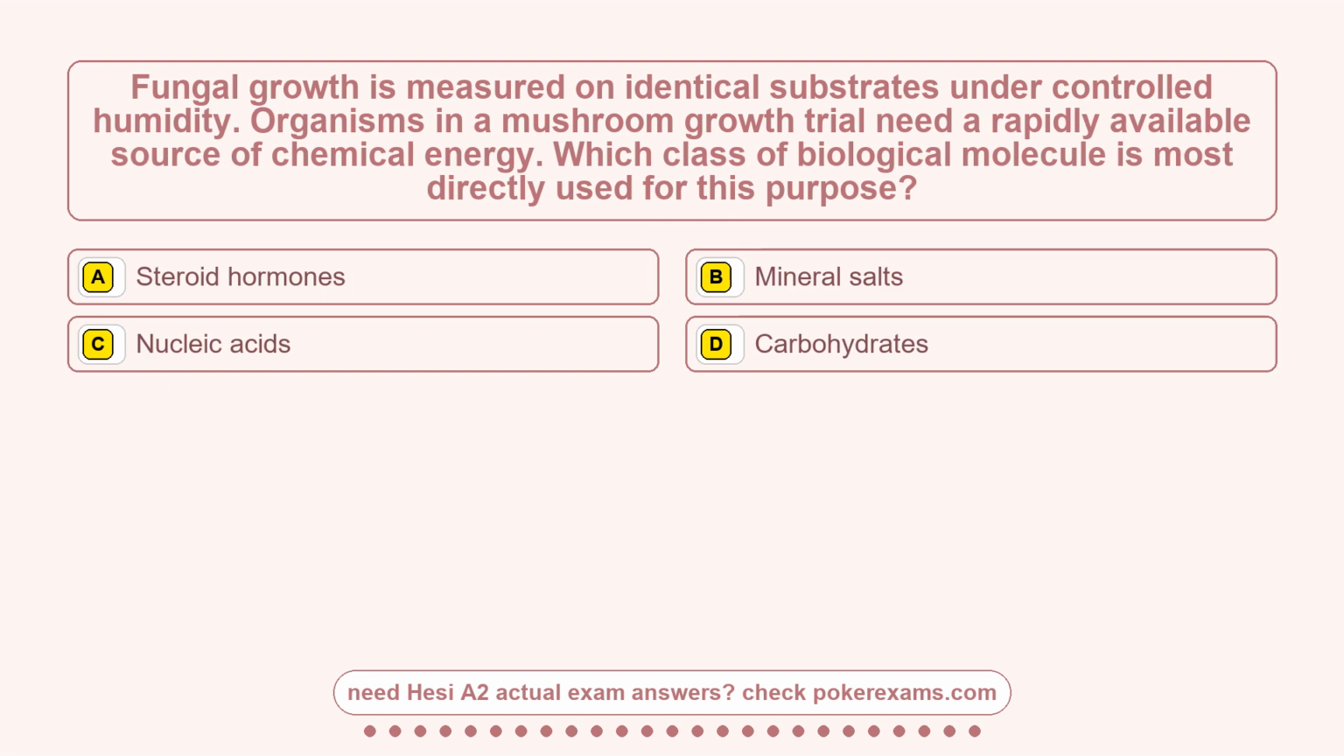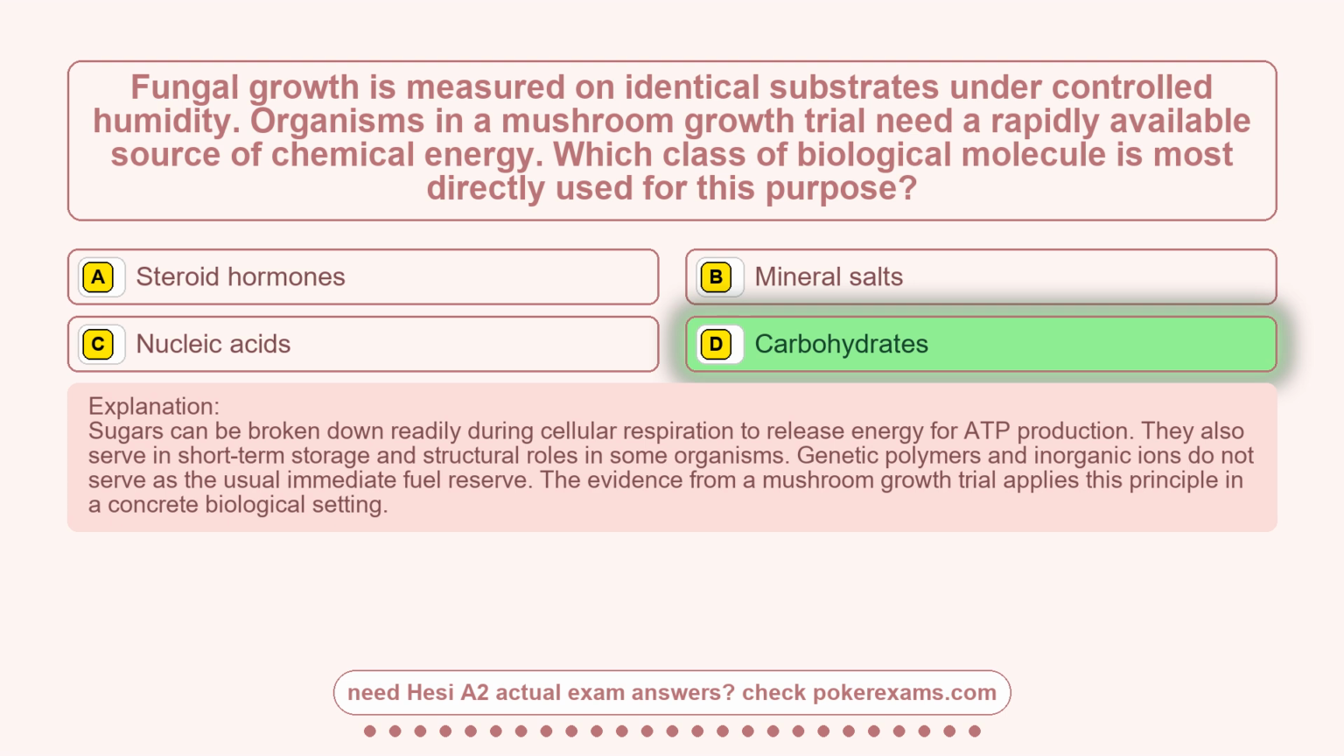Question 10. Fungal growth is measured on identical substrates under controlled humidity. Organisms in a mushroom growth trial need a rapidly available source of chemical energy. Which class of biological molecule is most directly used for this purpose? Option A, steroid hormones. Option B, mineral salts. Option C, nucleic acids. Option D, carbohydrates. The correct answer is option D, carbohydrates.